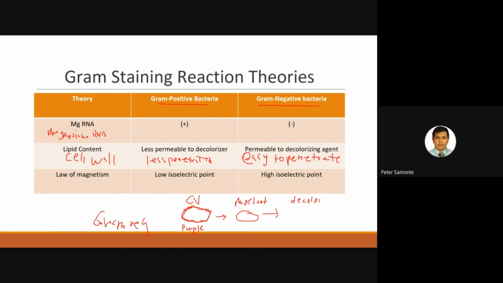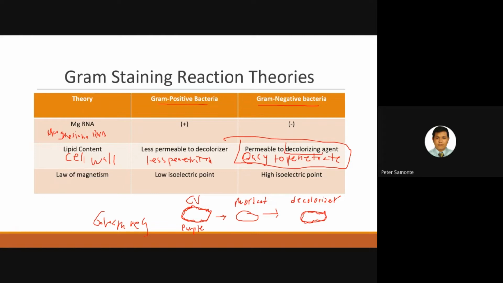So, Mel, based on the rule dito sa theory na to, after adding the decolorizer, what would happen to the crystal violet that is inside the cell wall, Mel? How would it disrupt, sir? Ma-change siya? It would penetrate, di ba? Ah, penetrate, okay. Yes, it would penetrate. Remember, it's easy. Gram-negative are permeable to decolorizing agent. So your decolorizer would penetrate. Then what would happen to the crystal violet?